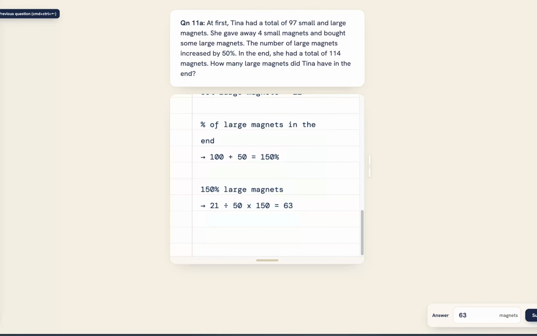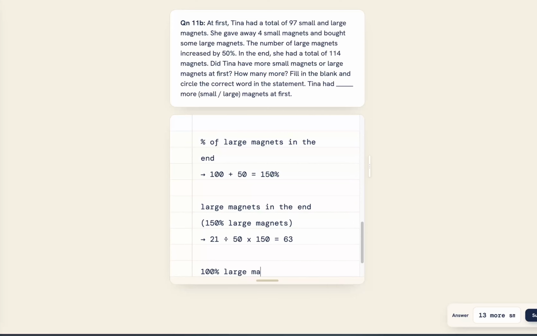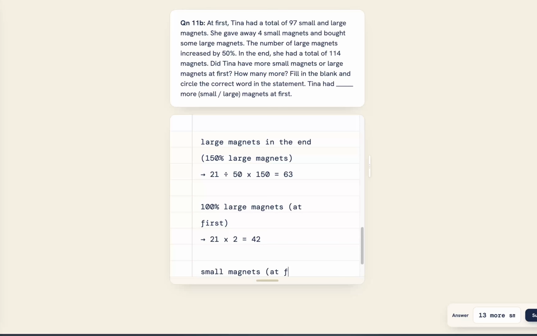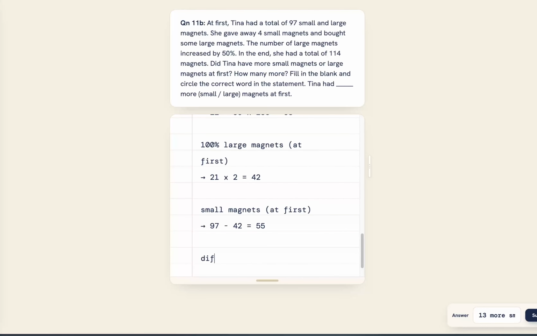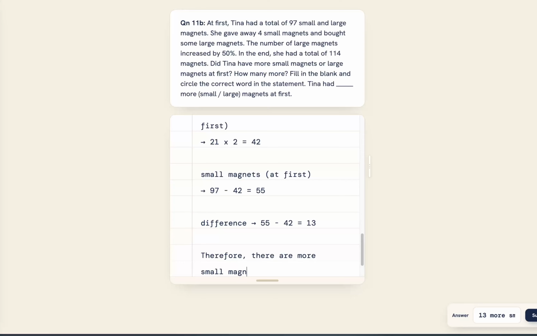So from the previous part A question, we know that 150% is the large magnets in the end. So that means 100% large magnets will be equal to 21 times 2, which is 42. So this is 100% large magnets at first. So the small magnets at first is basically 97 total minus 42, and this will give us 55. So the difference will then be equal to 55 minus 42. This will be 13. So therefore, there are more small magnets at first.